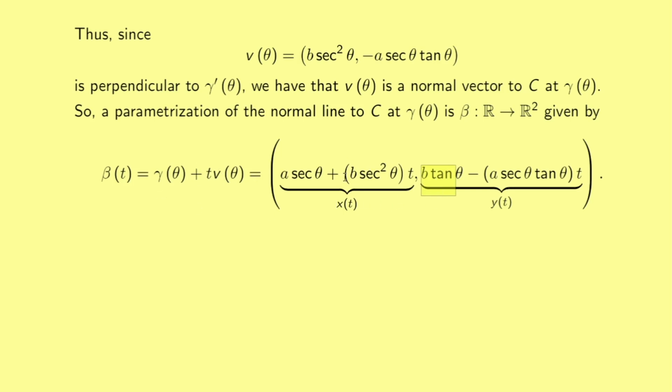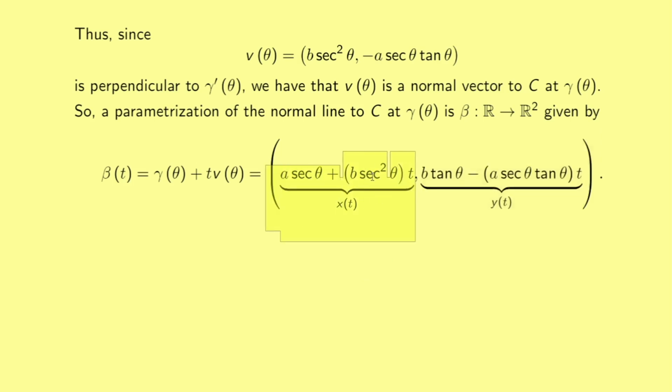So here we have this b secant squared theta multiplied by t, and here we have the minus a secant theta times tangent theta multiplied by t. And here, this is the coordinate x of my parametrization, and this is the coordinate y of my parametrization. Perfect. Now, what we are going to do is solve this expression here.